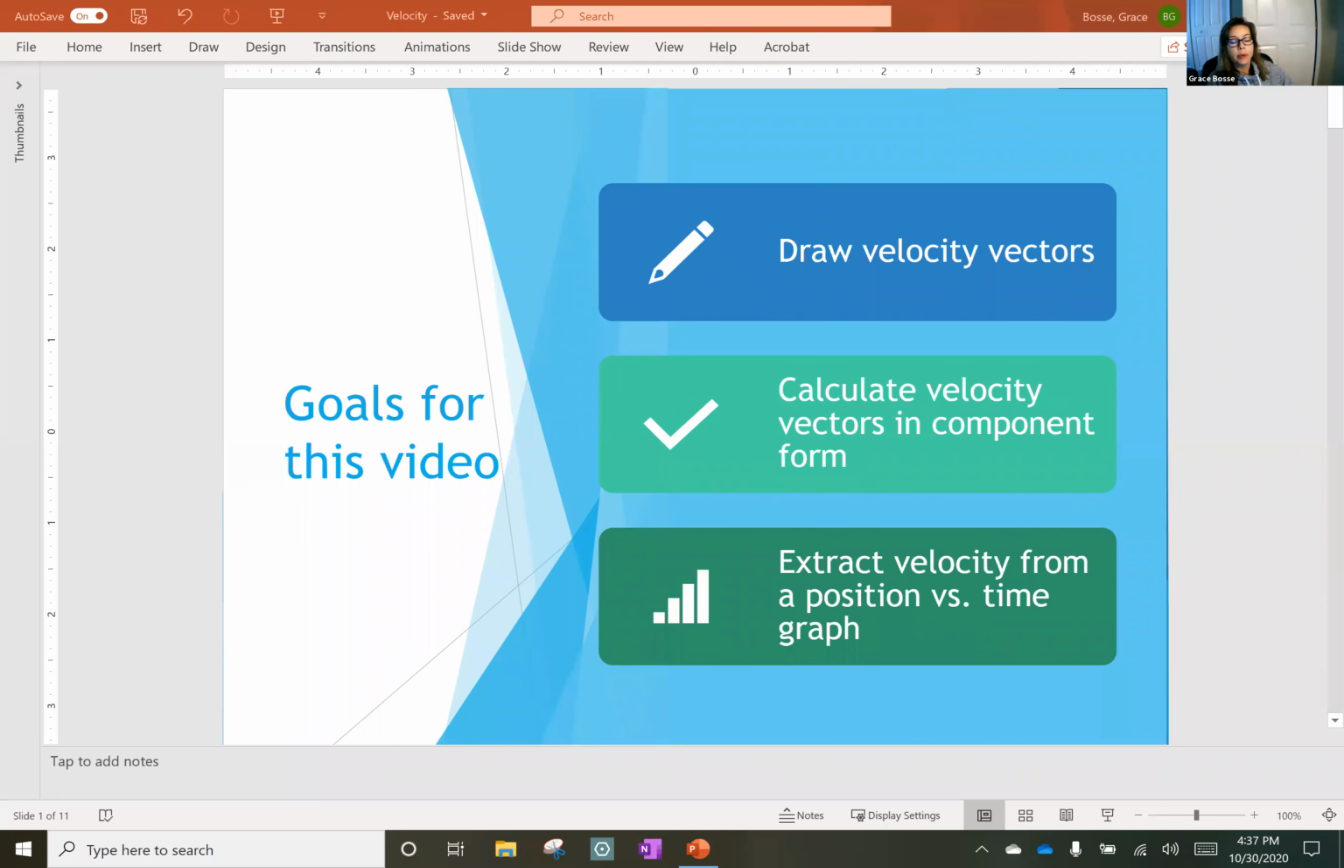This video is going to teach you about velocity, how to draw a velocity vector, how to get a velocity vector in component form, and also how to extract information about the velocity vector from a position versus time graph. So first, let's talk about what velocity is.